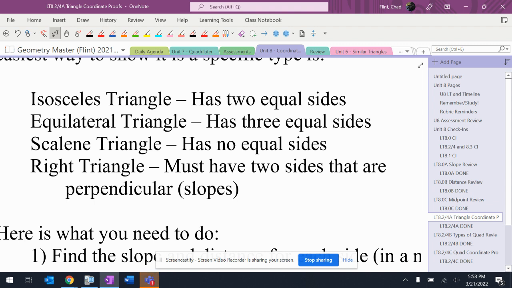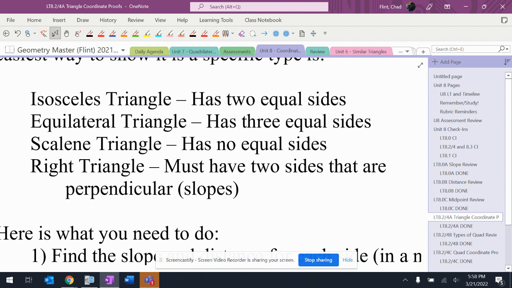Isosceles triangle, 2 equal sides. I know it has equal angles, but we're not going to mess with angles on the graph. Okay, equilateral triangle, 3 equal sides. Again, I know that it has equal angles. We're not messing with that. Scalene triangle, I'm going to show that all the sides are different. All right, so real simple.